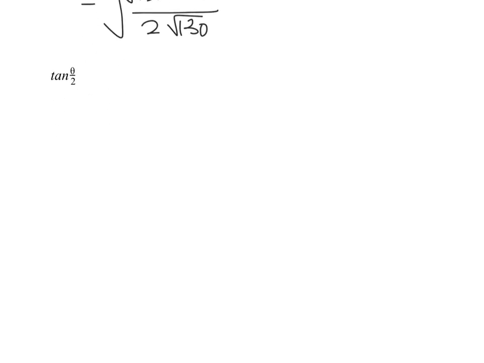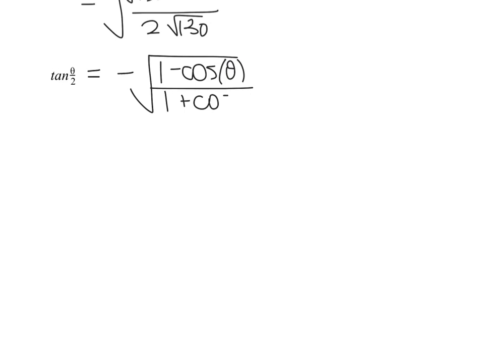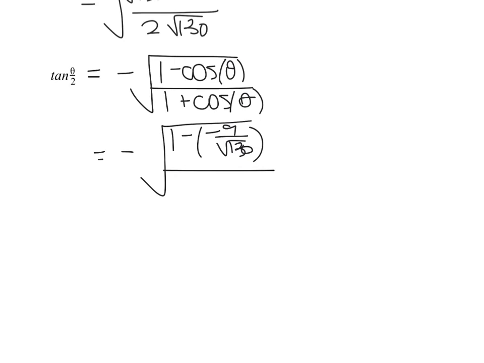So last we find tangent of theta over 2. Well, in quadrant 2, tangent is going to be negative. So tangent of theta over 2 is going to equal negative square root 1 minus cosine of theta over 1 plus cosine of theta. Well, we just found cosine to find sine of theta over 2, so we don't have to re-find our ratio. So we get negative square root 1 minus negative 9 over square root 130 over 1 plus negative 9 over square root 130.